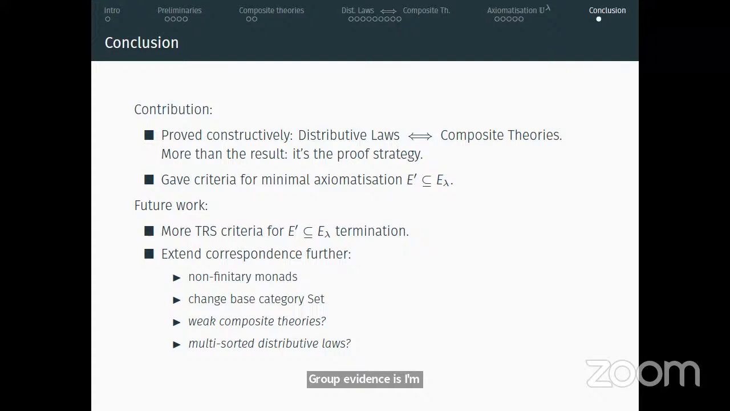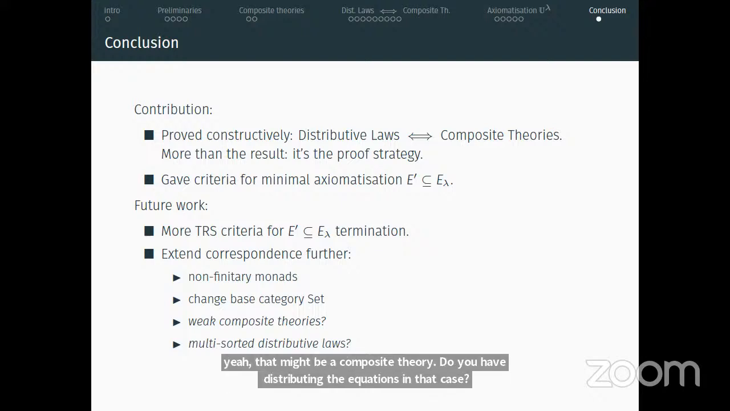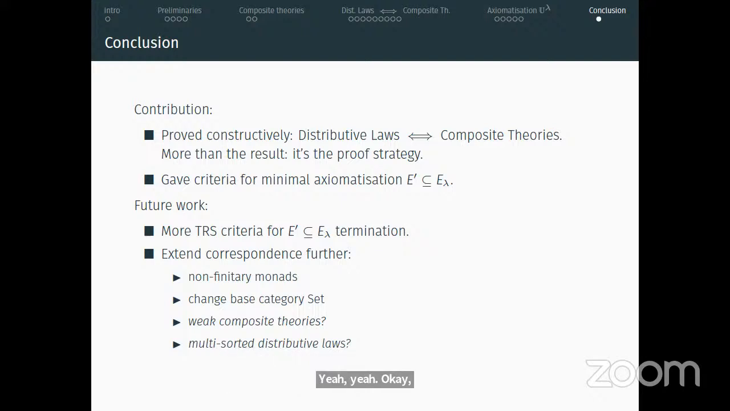Do you have distributive equations in that case? Yeah. Okay, then that might be a perfect candidate for a composite theory.